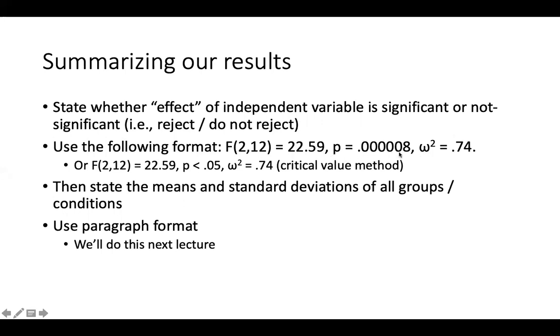Now in APA style, often what we do is we pick a number, alpha or something else, and we would just say P is less than that point because it's very, very small here. So it's up to you how you want to report it. Then what we would do is use a paragraph form similar to what you do with t-tests, and you list means and standard deviations. And I'll show you a little bit about that in the next lecture.